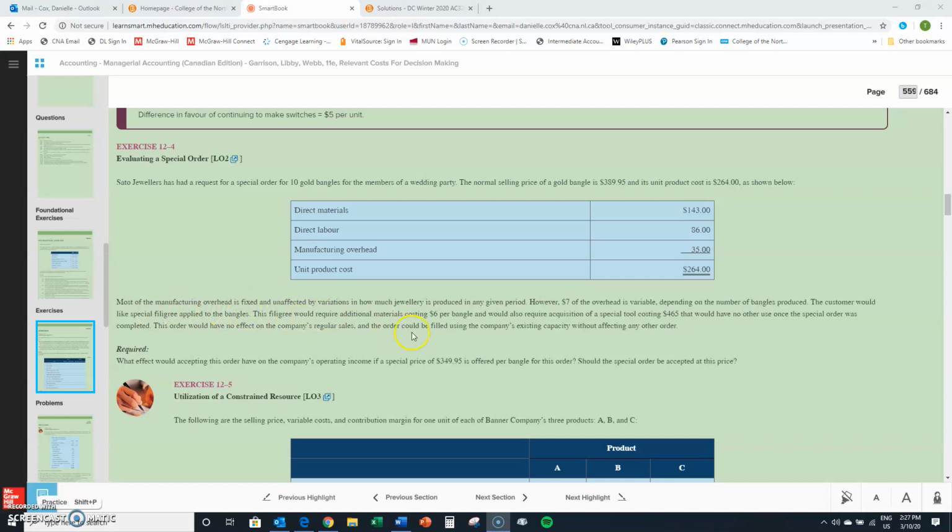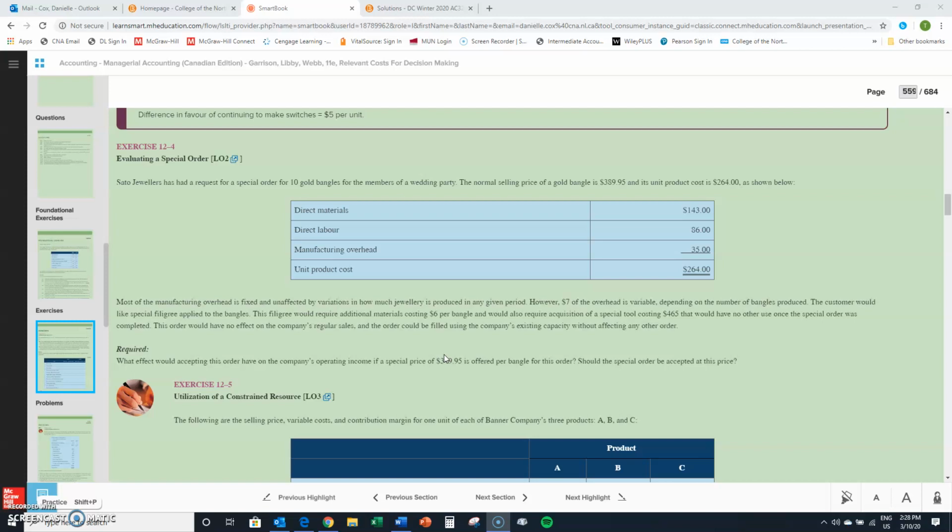Most of the manufacturing overhead is fixed and unaffected by variations in how much jewelry is produced. However, $7 of the overhead is variable depending on the number of bangles produced. The customer would like a special filigree applied to the bangles that would require additional materials of $6 per bangle and would also require acquisition of a special tool that costs $465.